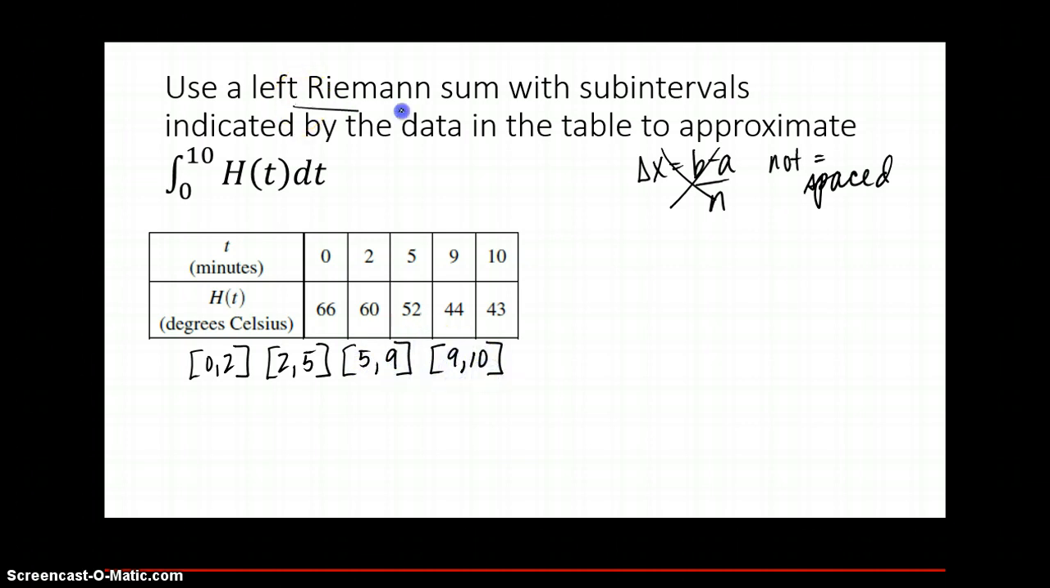A Riemann sum is an approximation using rectangles. So we know the area of a rectangle is length times width. So the width of this interval would be 2 units. The width of this interval would be 3 units. This width is 4, and then that width is 10. That's why the delta x won't work. We can't just do 10 minus 0 divided by 4 because we're not given appropriate data on equal intervals.